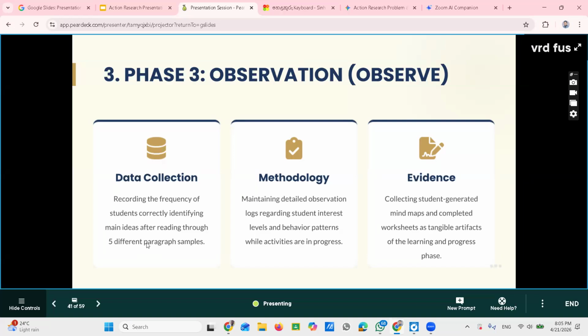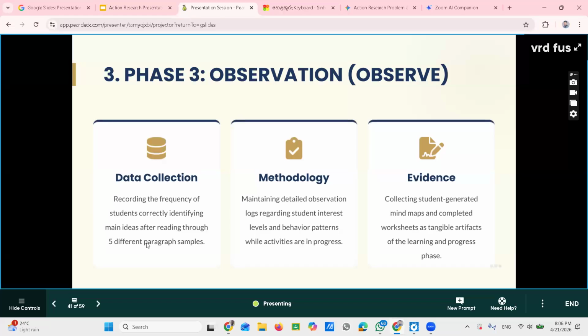Right, these are some activities you want to do with your students after giving the training on how to build up the mind map. Because of these activities done with your students, some output is generated. This output is the paper-based mind map. The teacher can collect as evidence the student generated mind maps and the completed worksheets also, as tangible artifacts of the learning and progress.